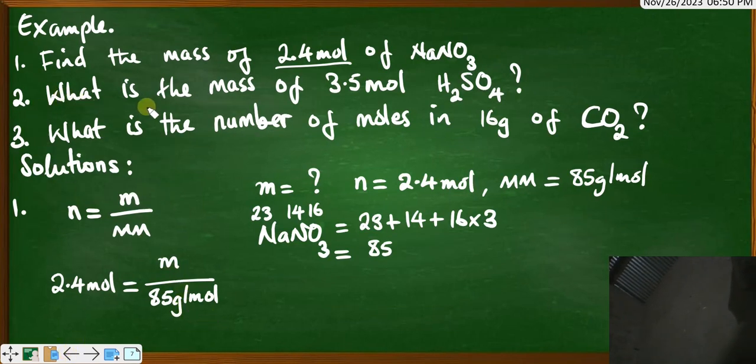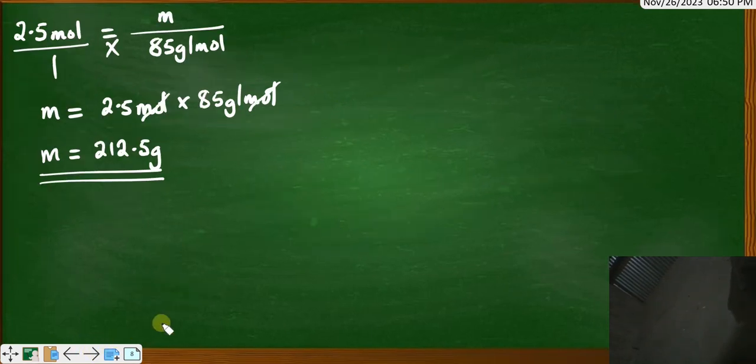The next question is saying, what is the mass of 3.5 moles of sulfuric acid? So the second question, which is question number 2, wants us to find the mass of, so we are given the number of moles there, it is 3.5. Let me see.